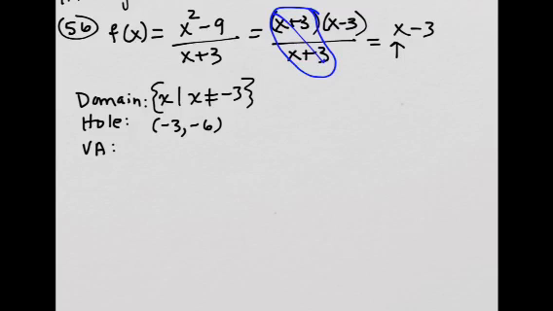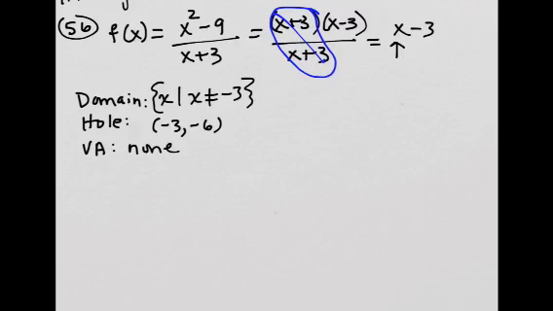Okay, the vertical asymptote, because the negative 3 was the only thing that was in the domain, and it became a hole, then there is none. No vertical asymptote. And this is top heavy, so this would be an oblique or slant asymptote.